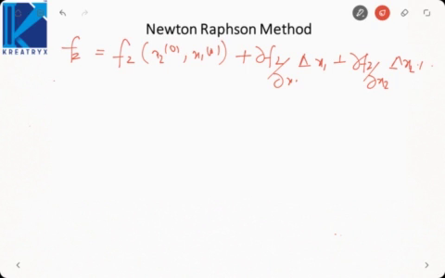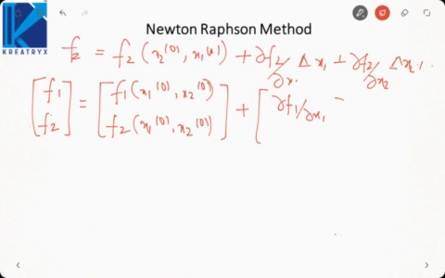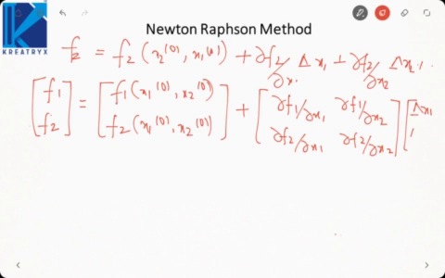So now what I can write is f1 x10 x20, f2 x10 x20 plus del f1 by del x1, del f1 by del x2, del f2 by del x1, del f2 by del x2 times delta x1, delta x2. This is called as your initial guess.